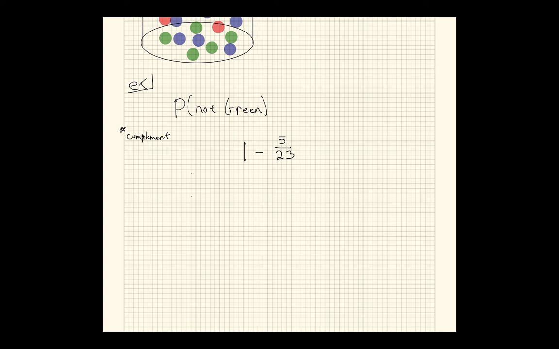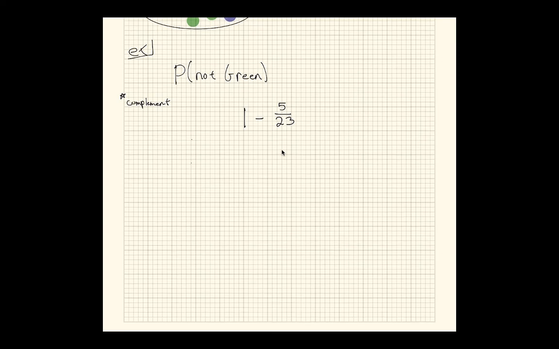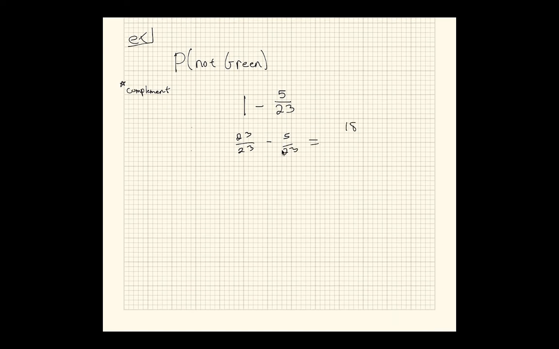If you want to find the complement of picking green, which is technically picking not green, you can do 1 minus that. So 1 minus 5/23 is 23 23rds minus 5 23rds. 23 minus 5 is going to give me 18 23rds. So if we want to find the probability of not doing something, which is the complement, we can just do 1 minus the probability of doing it. 1 minus the probability of picking green will give us the probability of not picking green.